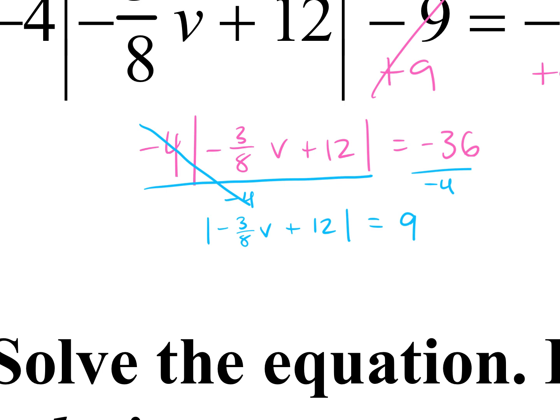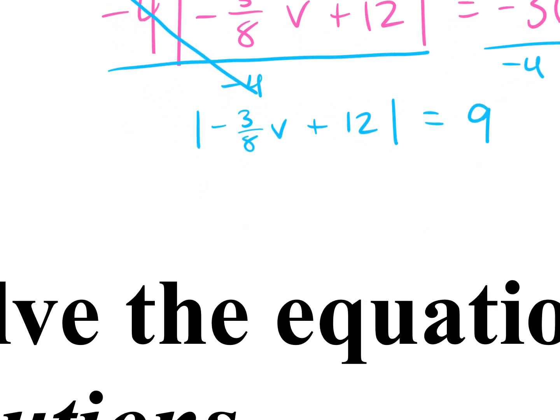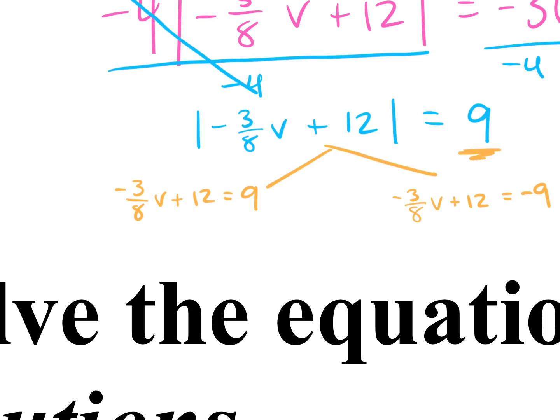Now what do I have to do to get rid of the absolute value? Make two equations. I split it up into two separate equations. So I have negative 3 over 8v plus 12 is equal to positive 9. And negative 3 over 8v plus 12 is equal to what? Negative 9. So when we split it, we do a positive and a negative. Any questions so far?